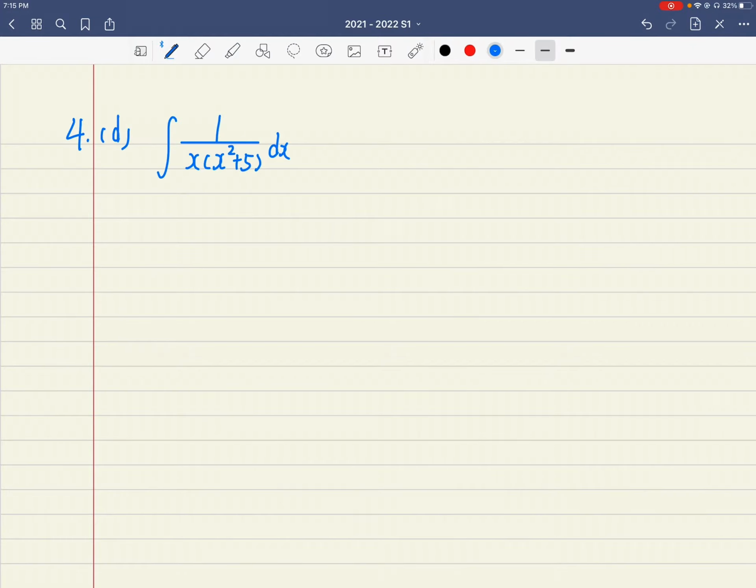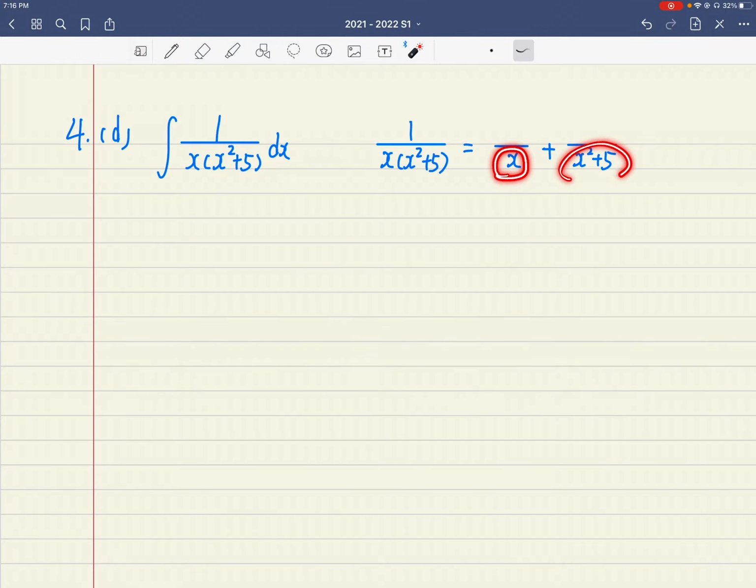Okay, so here we need to use something called the partial fraction. Why partial fraction? Because this part itself is not so hard to integrate, right? And this part itself is not so hard to integrate. But together, it seems very hard to integrate. So we do something called partial fraction, which means we want to split this fraction into the sum of something over x, plus something over x squared plus 5.